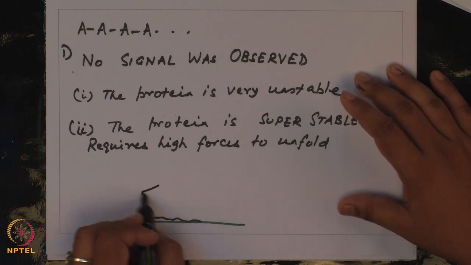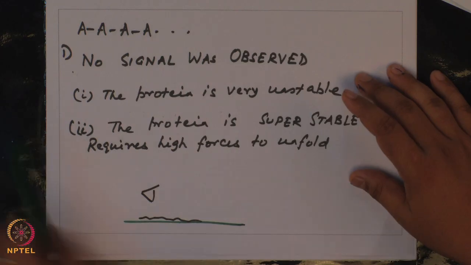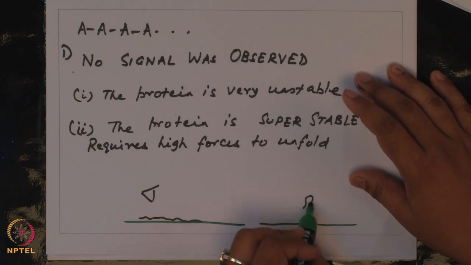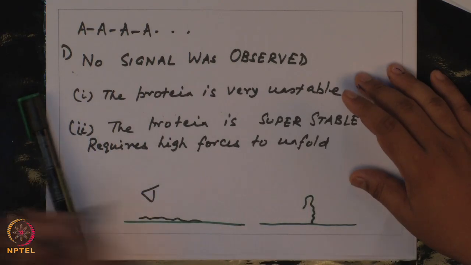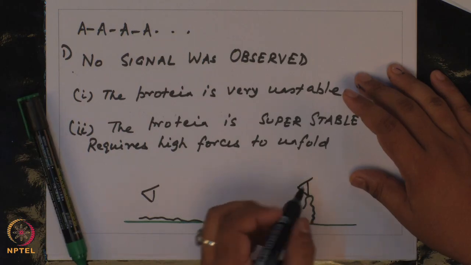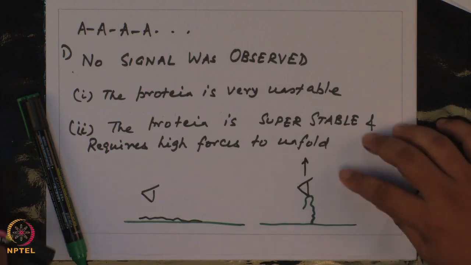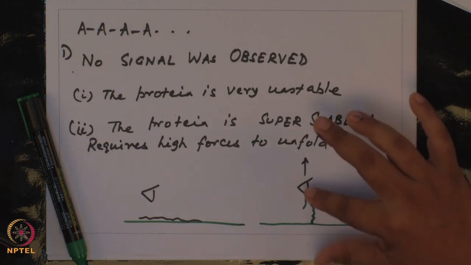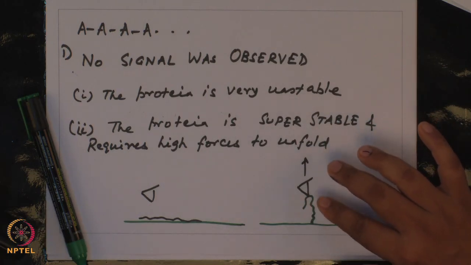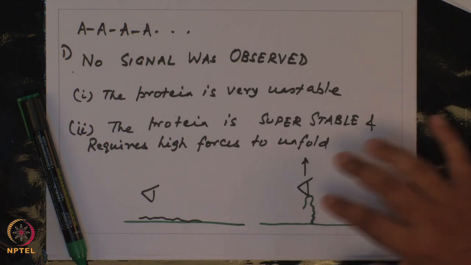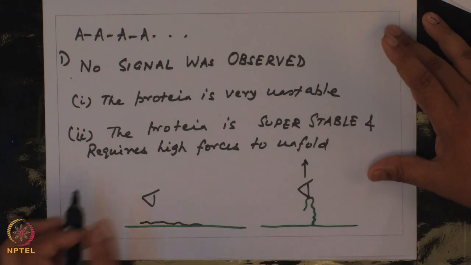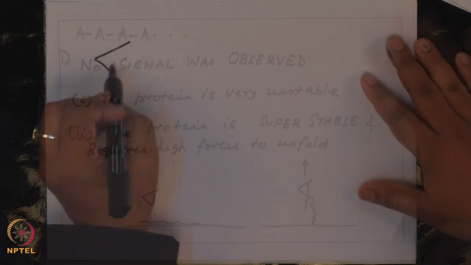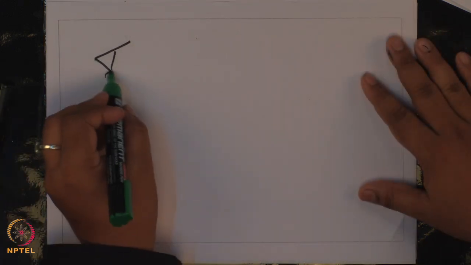When you pull up the protein, you reach this configuration, let us say. The tip is moving up and you are trying to pull the protein. The tip will be able to pull the protein only if the force required to unfold a domain allows it. Let me write it down here. So, you have this situation.